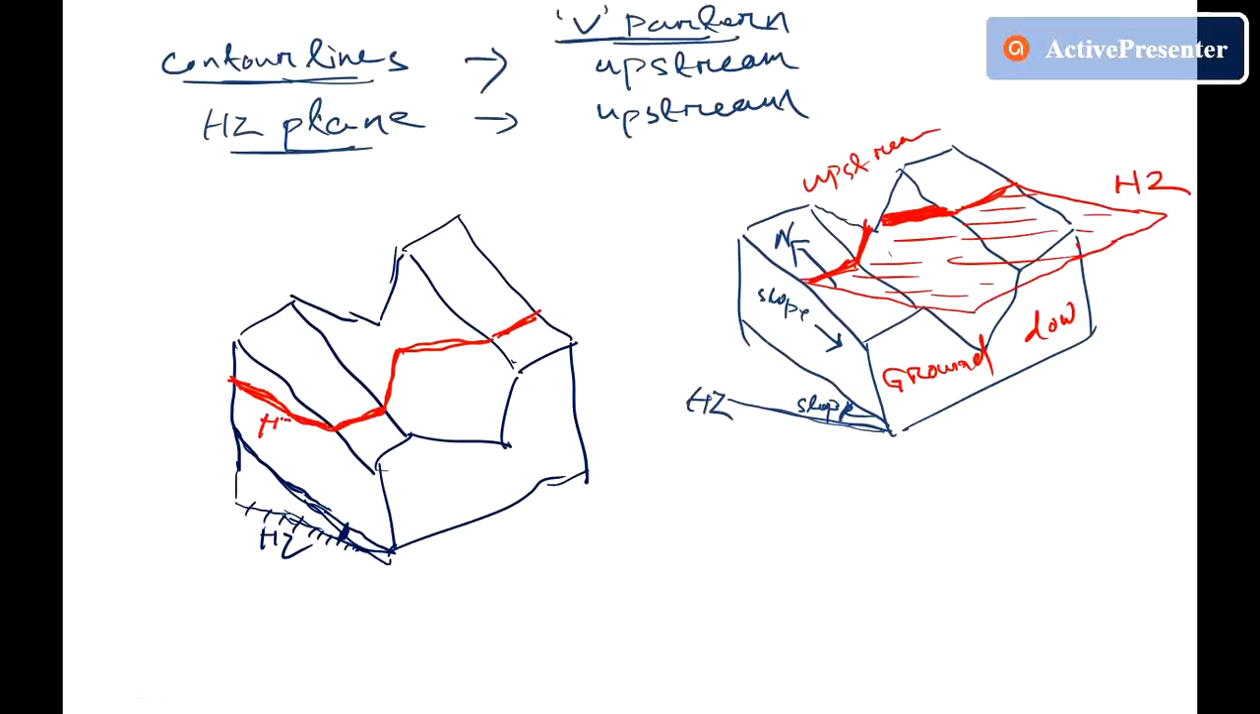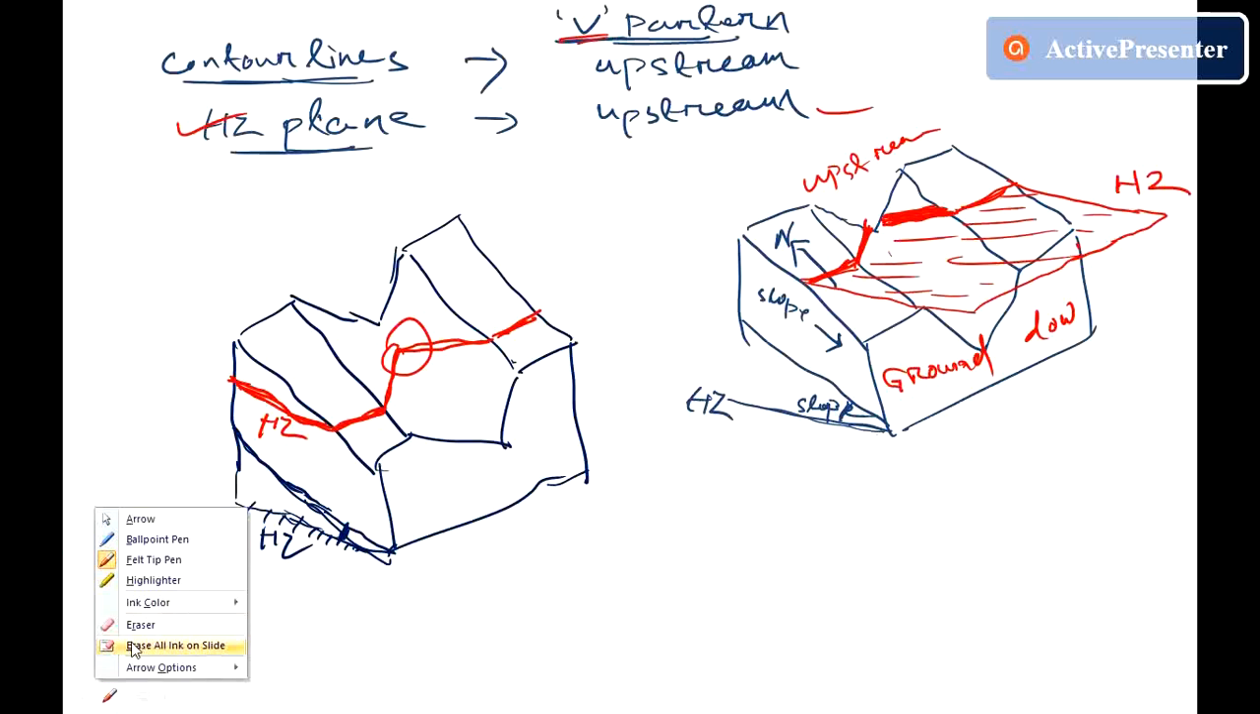This is a horizontal bed or any vein or coal seam, any horizontal planar structure which is intersecting the ground surface. It is appearing like this, right? The V points upstream direction. I have given you different diagrams to help you in imagining the structure, right? So the horizontal plane will also point V in upstream direction.